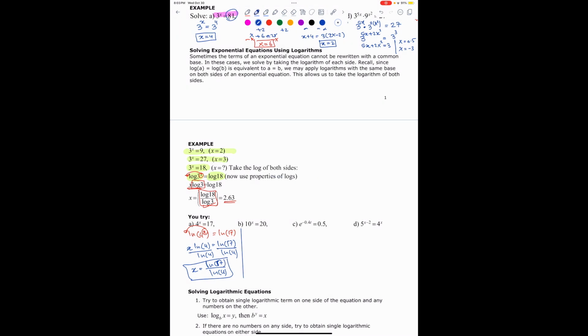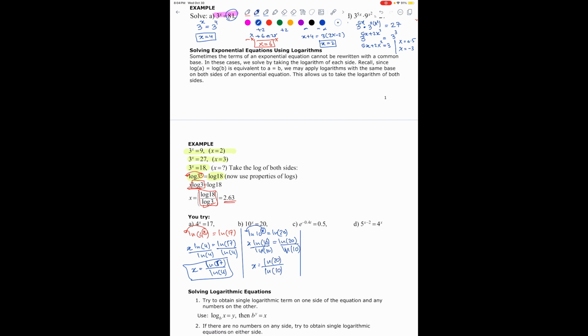Part B, same thing here. Since we can't write 20 as base 10 raised to any power, we're going to take the natural logarithm of both sides. So we're going to take natural logarithm of 10 to the x power equals natural logarithm of 20. Again, the power is going to come down, so it becomes x natural logarithm of 10 equals natural logarithm of 20. Divide both sides by natural logarithm of 10, and we get x equals natural logarithm of 20 divided by natural logarithm of 10.